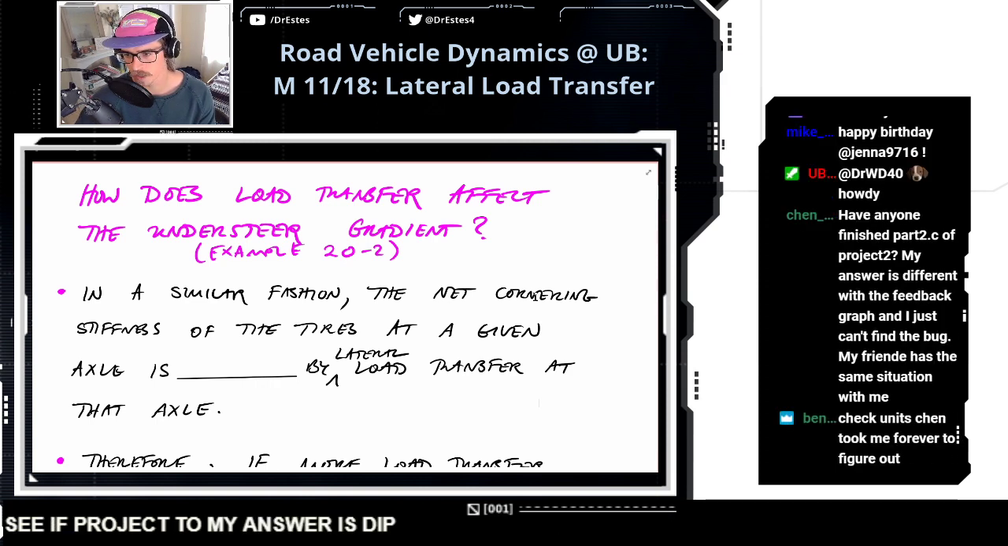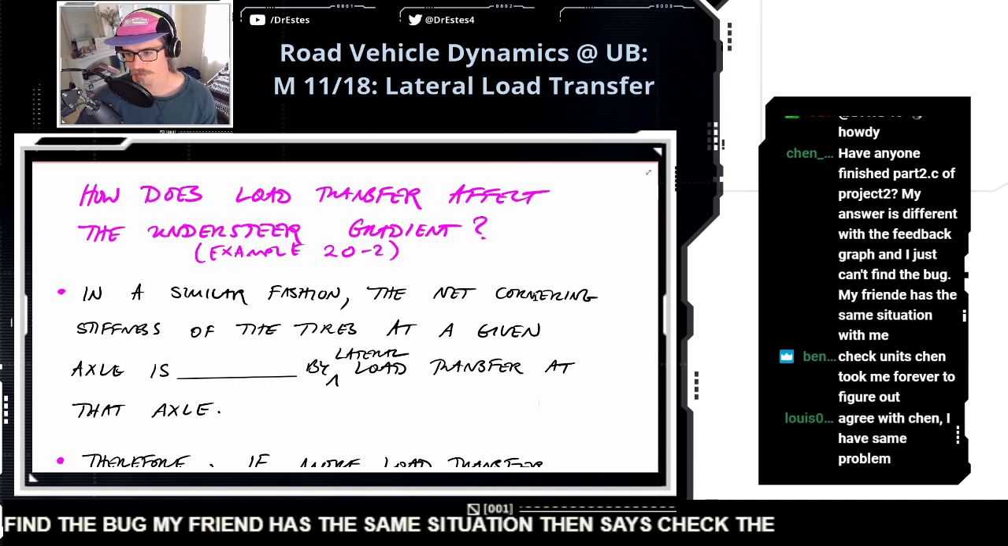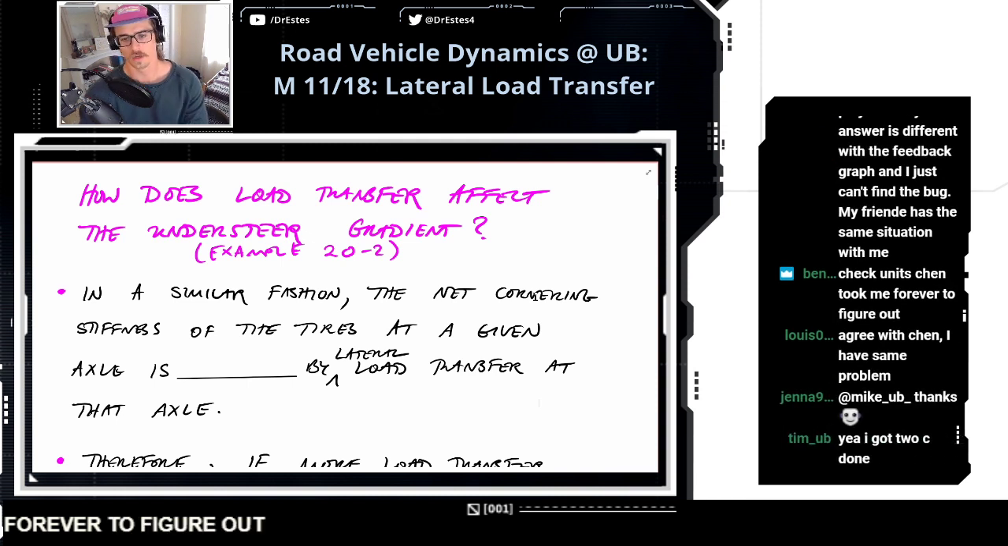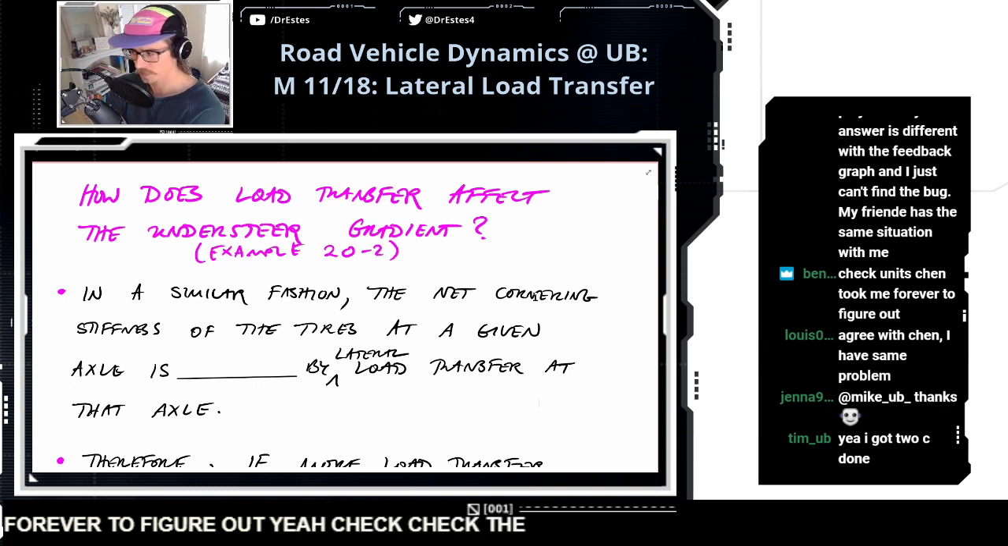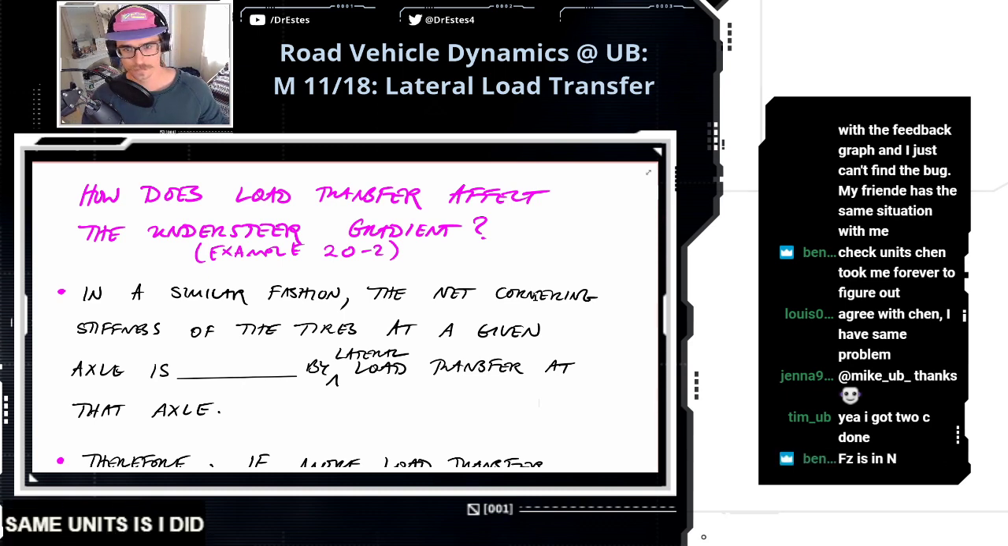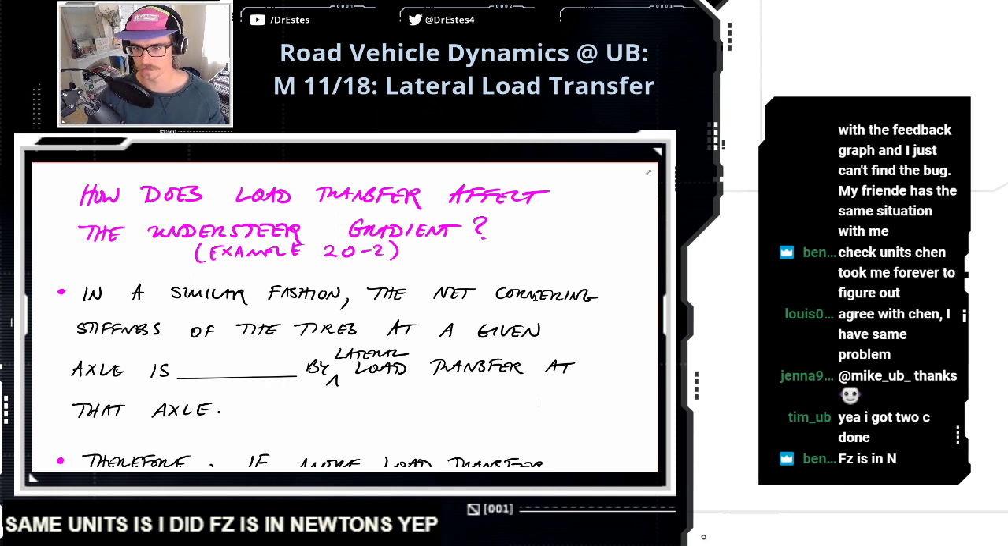Chen says, has anyone finished part 2C of Project 2? My answer is different with the feedback graph, and I just can't find the bug. My friend has the same situation. Ben says, check the units. Took me forever to figure out. Yeah, check the units on everything. Make sure you're using the same units as I did. FZ is in newtons. Yep. Check your units.